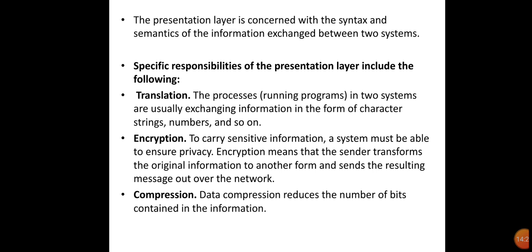Translation. The processes, that is the running programs in two systems, are usually exchanging information in the form of character strings, numbers and so on. Encryption. To carry sensitive information, a system must be able to ensure privacy. Encryption means that the sender transforms the original information to another form and sends the resulting message out over the network. Compression. Data compression reduces the number of bits contained in the information.